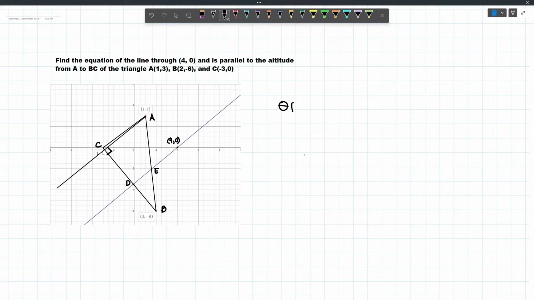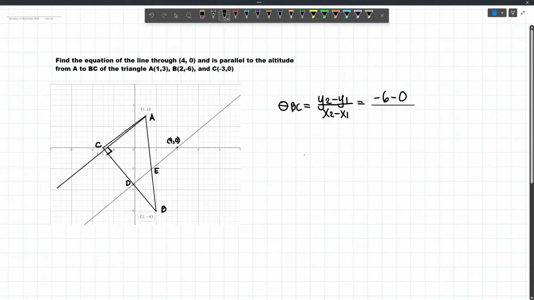The slope of BC is equal to rise over run. So that will be y2 minus y1 over x2 minus x1, where our y2 is -6, and our y1 is 0, over x2 minus x1. This is our x2, and this is our x1. And so the slope of BC is equal to -6 over 2 minus -3, which becomes 2 plus 3. So that will be 5.